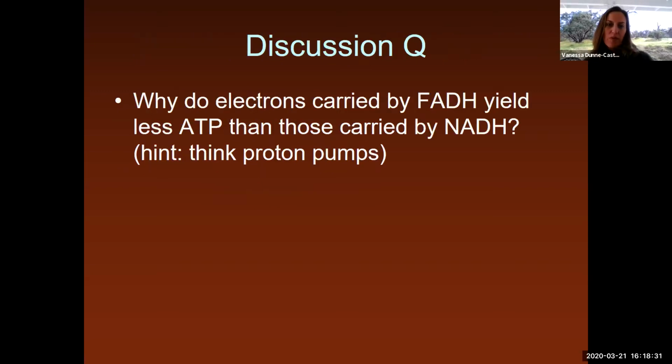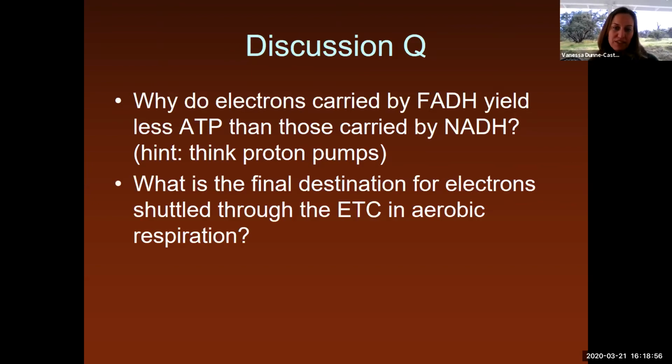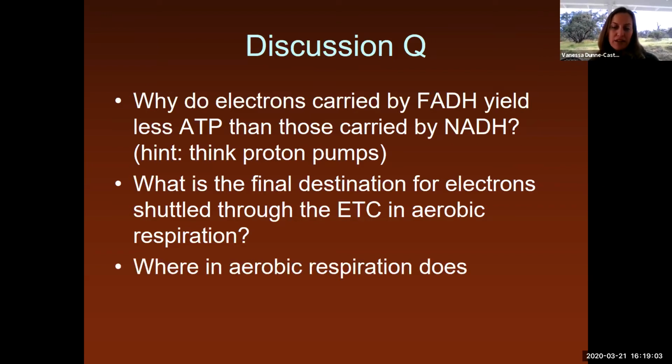So we just looked at this one. Why do electrons carried by FADH2 yield less energy, ATP, than those carried by NAD? And again, really focus on those proton pumps. And hopefully with that diagram we looked at, you can see how there are more proton pumps that NADH plus H plus has the potential to power than FADH2, simply because of where those electrons are donated into the electron transport chain. What's the final destination for electrons shuttled through the electron transport chain in aerobic respiration? Oxygen. And for anaerobic respiration, we know this can be an oxygen-containing compound.